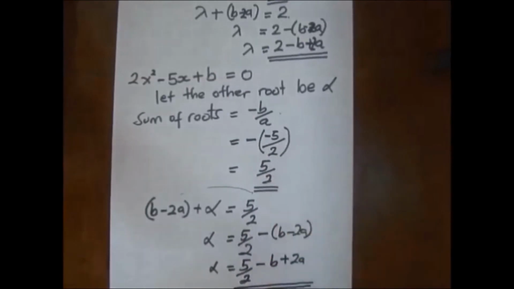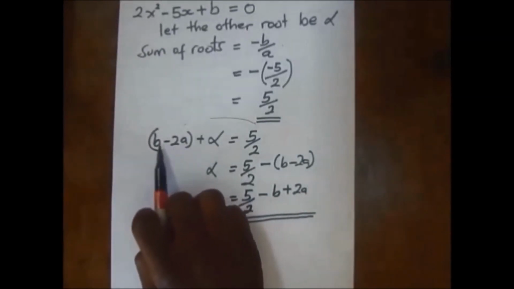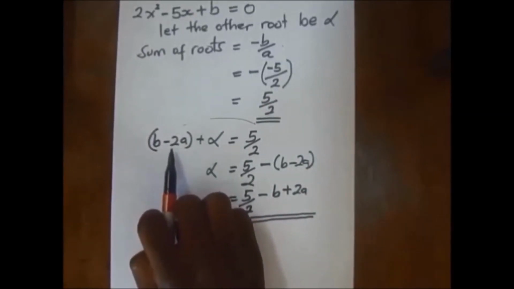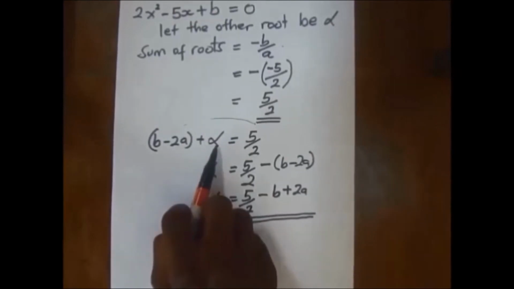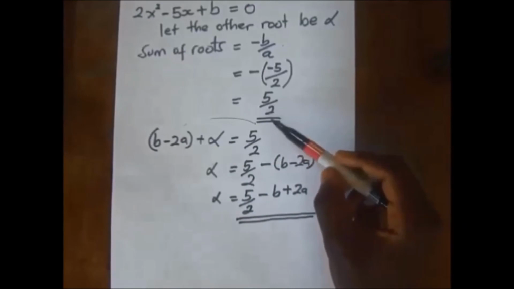So we simply go and say, since we've got the sum of roots as 5 over 2, we go ahead and say that that root b minus 2a, which is the common root that is shared by these two equations, plus alpha, the root we are looking for, is going to be equal to 5 over 2.